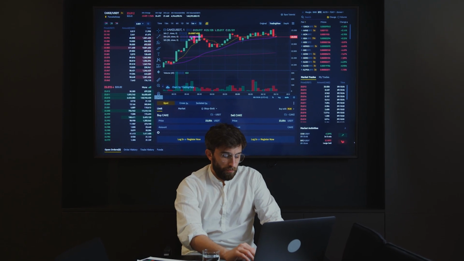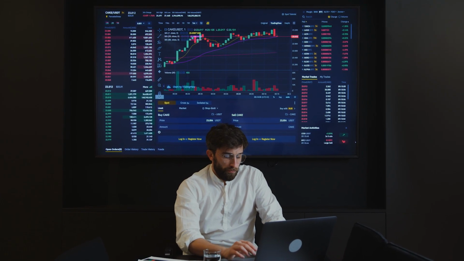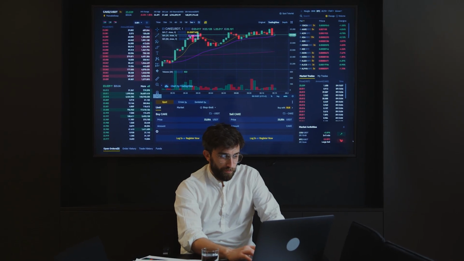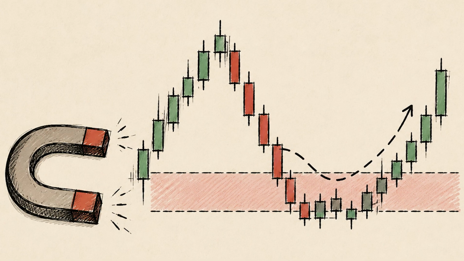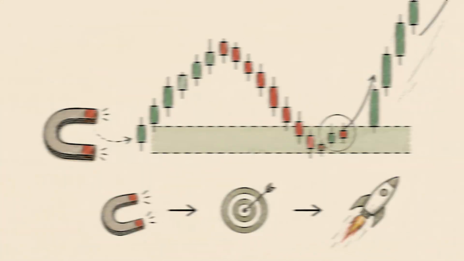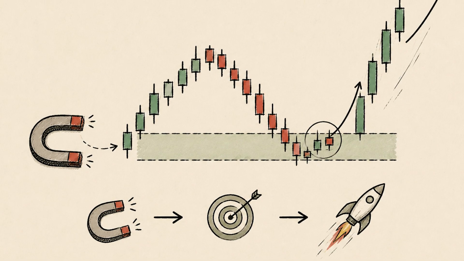How a trader uses imbalances. From a practical perspective, imbalance serves 2 important functions. Attracts price. The market tends to return to areas of inefficiency to close the imbalance left behind. Such zones act like magnets, pulling price back again and again.